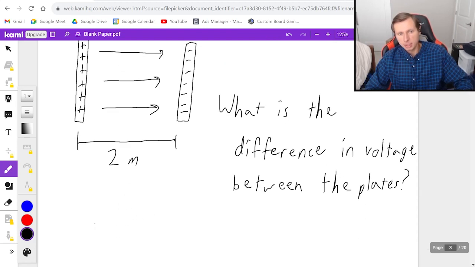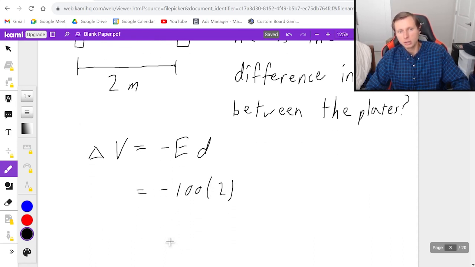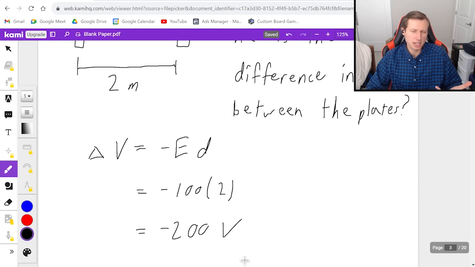And so that means I'm going to be using this equation. Delta V equals negative E times D, where E is just 100, so negative 100, and the distance is 2, and it looks like the difference in voltage is negative 200 volts, which then begs the question, should the negative sign be there? And if so, what does it mean?